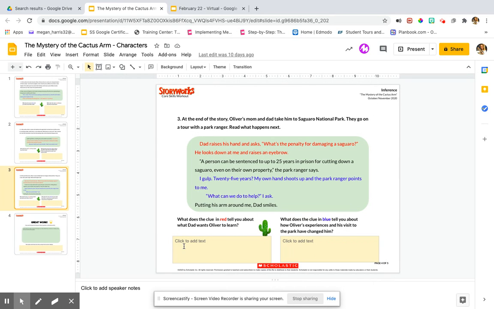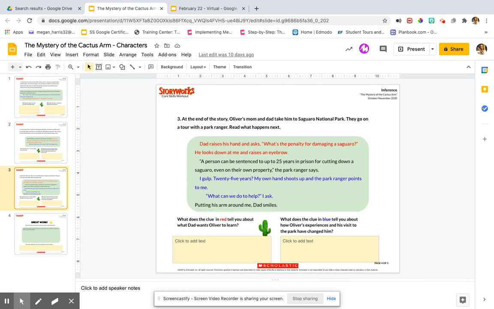Well, he wants Oliver to know what would happen if he got caught breaking off the cactus arm. He wants Oliver to know that it's a serious deal that he broke the cactus arm, not that it was just a funny little thing to do with his friends. It's a big, big deal. And that's when the park ranger gives us the punishment.